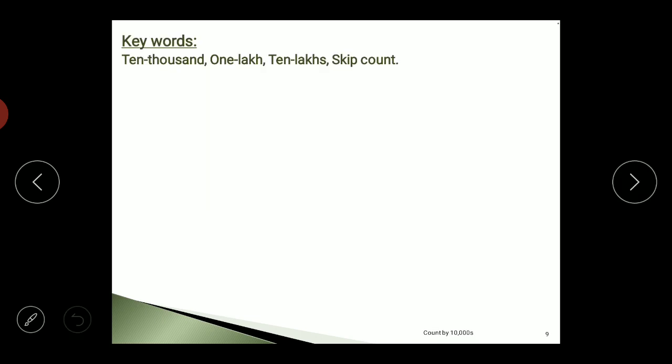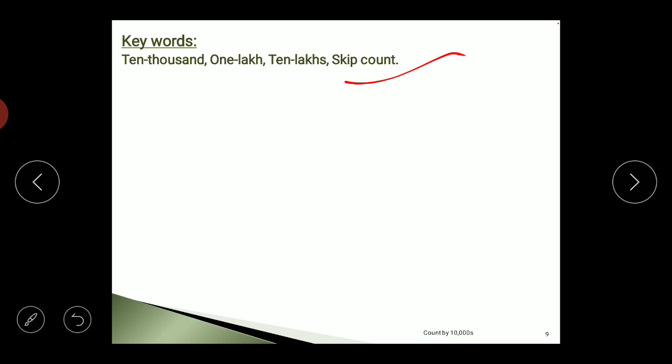So what are the keywords we have learned today? The keywords that we have learned today are 10,000s, 1 lakh, 10 lakhs, and skip count. Skip count is very important. What is skip count?